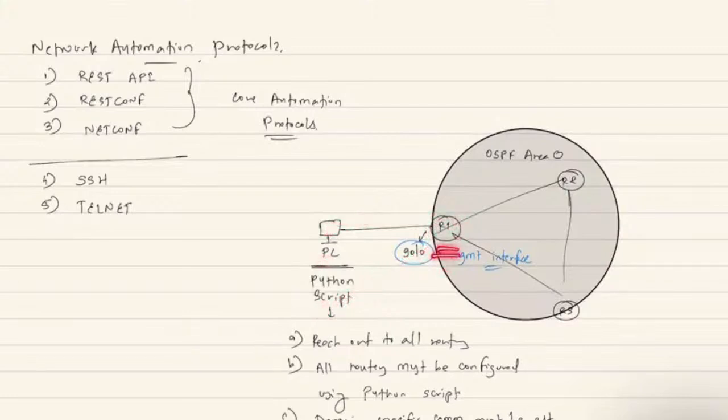When we are done configuring R1, then your Python script would automatically go to R2, and then user inputs must be given while configuring R2: what are the IP addresses and the interfaces or the OSPF parameters that need to be configured. And similarly, R3 also needs to be configured in this way.